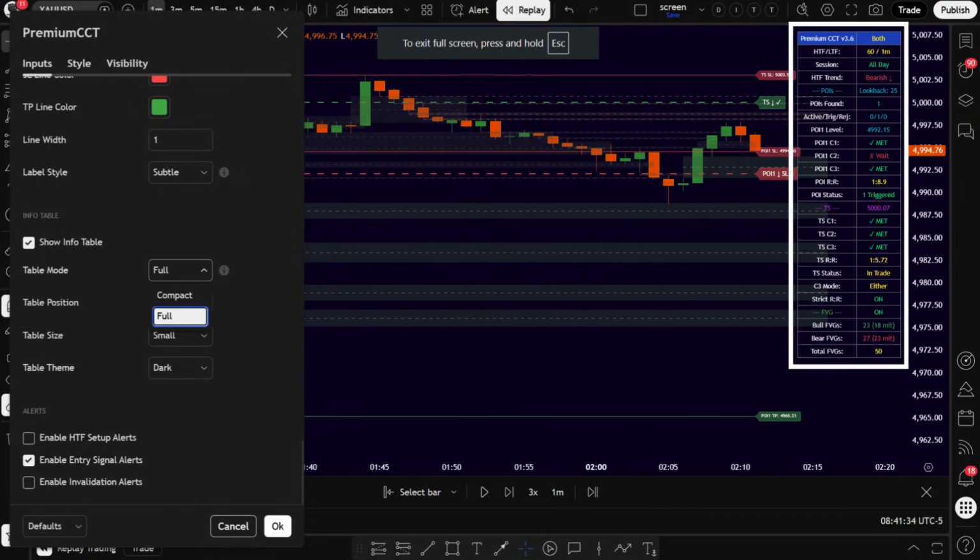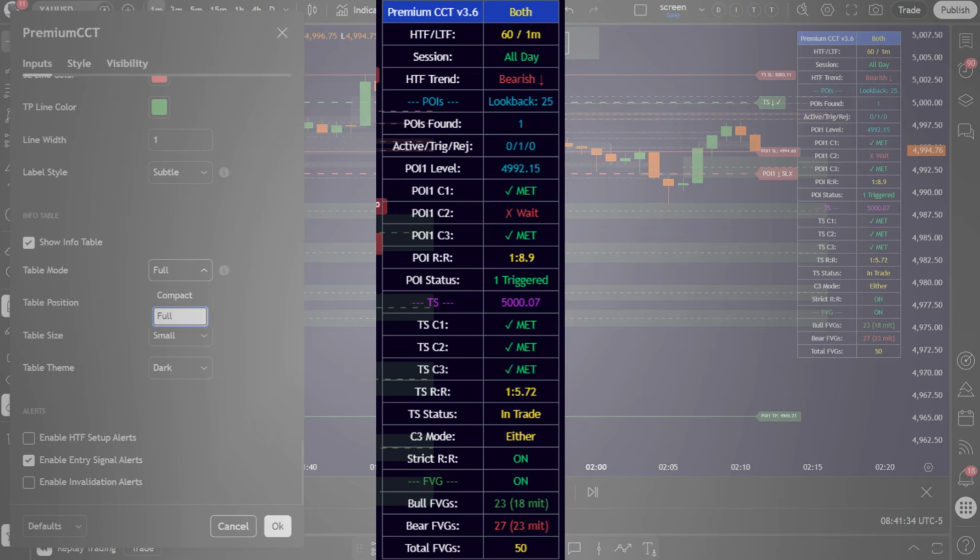Full mode has 25 rows and adds much more detail. You get the higher timeframe / lower timeframe display, POI look-back setting, individual condition status for C1, C2, and C3 for POI1, individual condition status for turtle soup, current risk-reward ratios updated in real time, and detailed FVG statistics showing bull count, bear count, mitigated counts, and total FVGs.